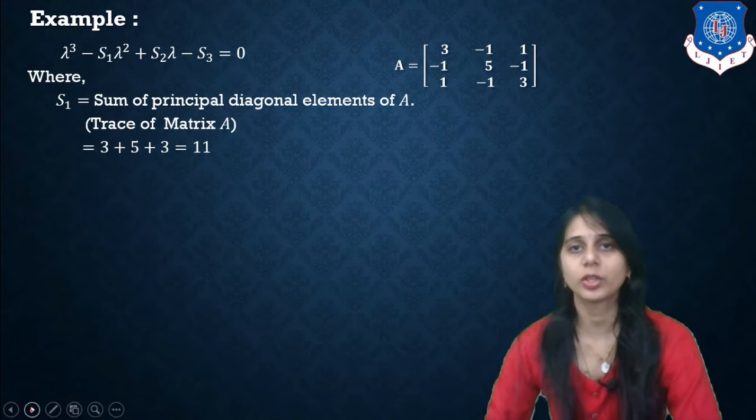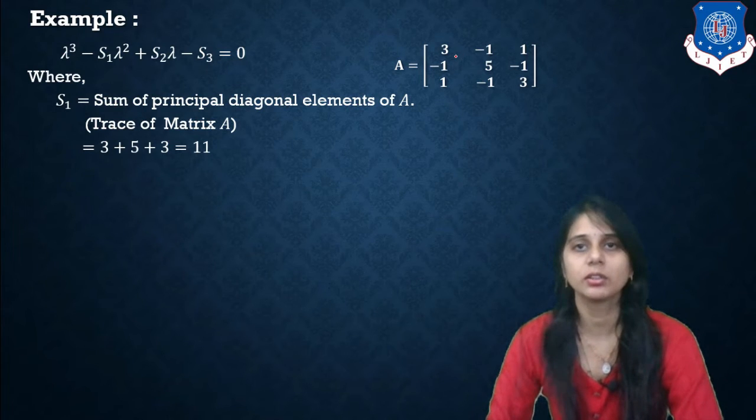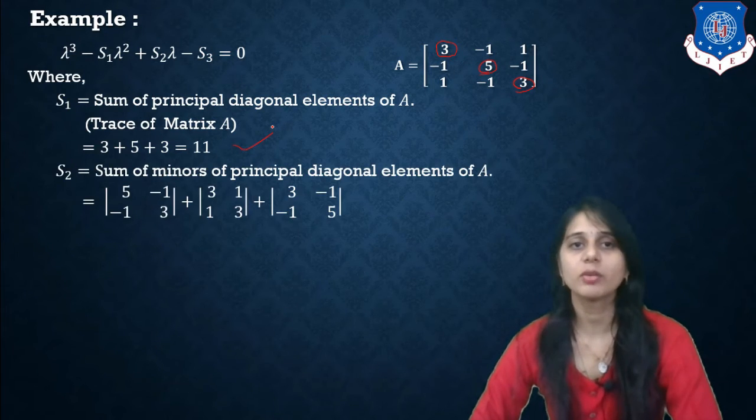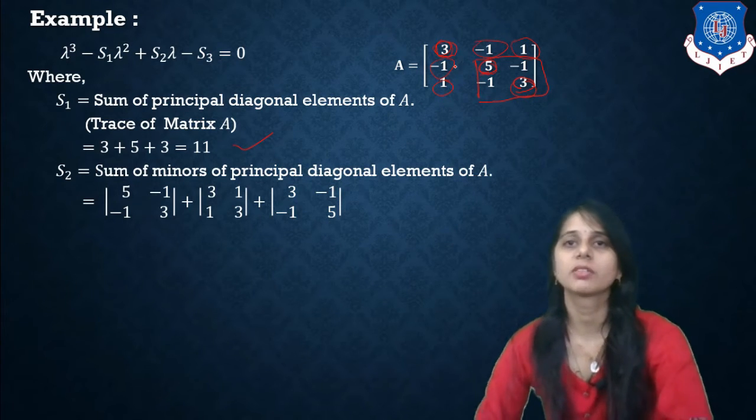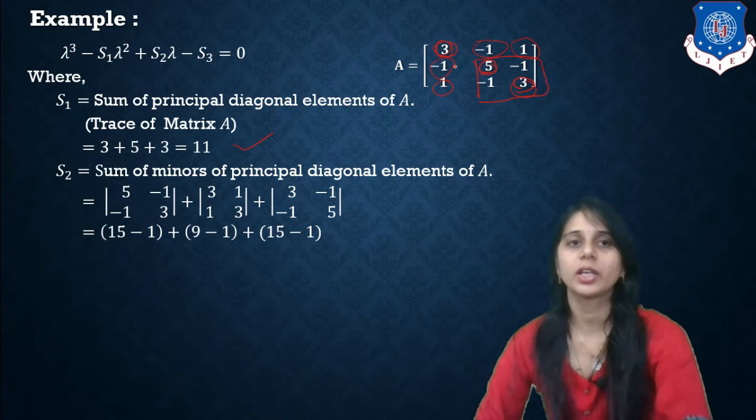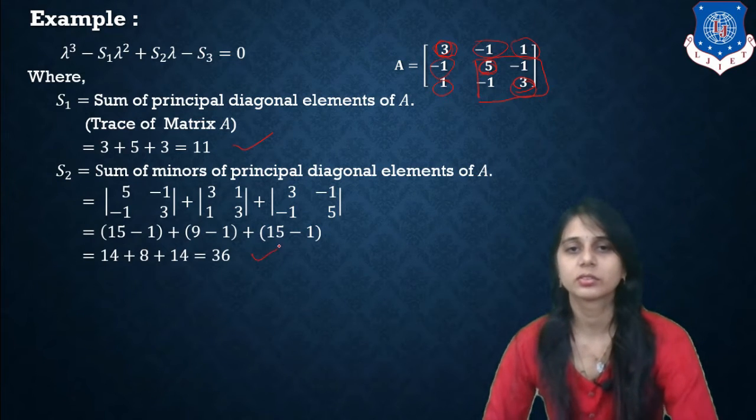So we are taking 3 plus 5 plus 3. What is the trace of A? It is 3 plus 5 plus 3, so we get 11. Now the sum of the minors of the principal diagonal elements of A. What are our minors? First is 5, minus 1, minus 1, 3. Then 3, 1, 1, 3. And the last one is 3, minus 1, minus 1, 5. These are our principal minors. We get the value as 36. Now what is our S3?